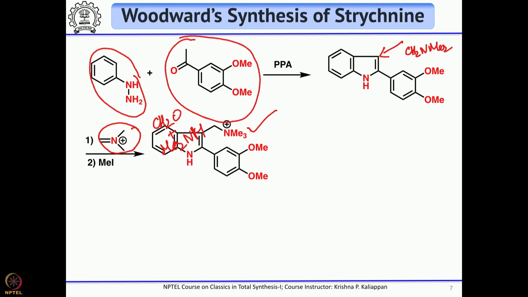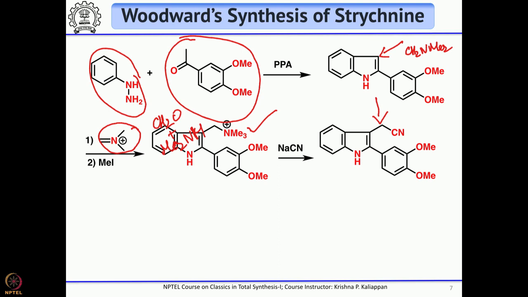So now once you have a quaternized amine, it can be a good leaving group. If you treat with any nucleophile, the NMe3 is a good leaving group, it can go. So what he did, he took this compound and treated with sodium cyanide. When you use sodium cyanide, it underwent SN2 displacement to get the corresponding cyanide. So basically in 3 steps, he could introduce this functional group, that is CH2CN.